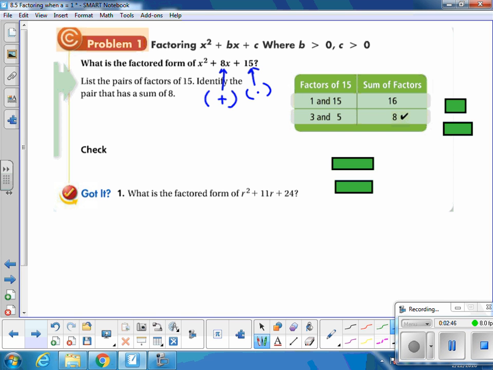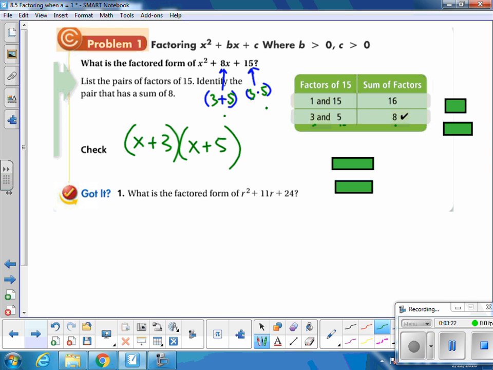So this shows me a couple of things. The factors of 15 make up 15, so 3 times 5 gets me 15. And then 3 plus 5 gets me my 8. So I can see that it works in both cases. So that means that when I factor out this form here, I can see that it's x plus 3 times x plus 5.